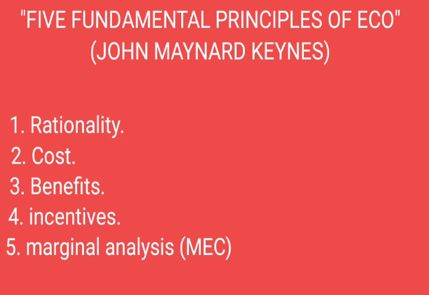Point number 5 is marginal analysis, or MEC, marginal efficiency of capital. This is a fashionable, catchy word, but very simple to understand. Say, for example, you have invested 10 lakh rupees in your business, and you are earning only, say, 2% per annum. Per year, you are earning only 2%.